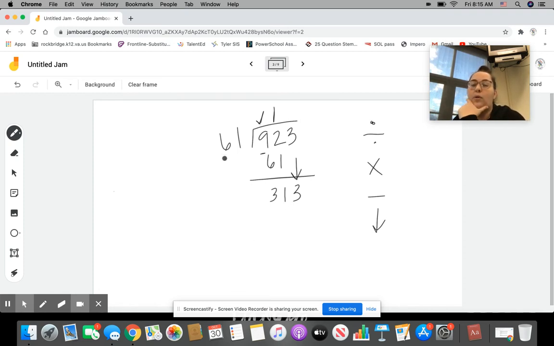So I'm going to think about this. Now, the way I like to do is I like to think of the first digit, 6, because this is so close to 60. And I'm just thinking of the 6. How many times does it go into 31? Or how many times can 60 go into 300-ish? So I'm going to guess about 5 times.